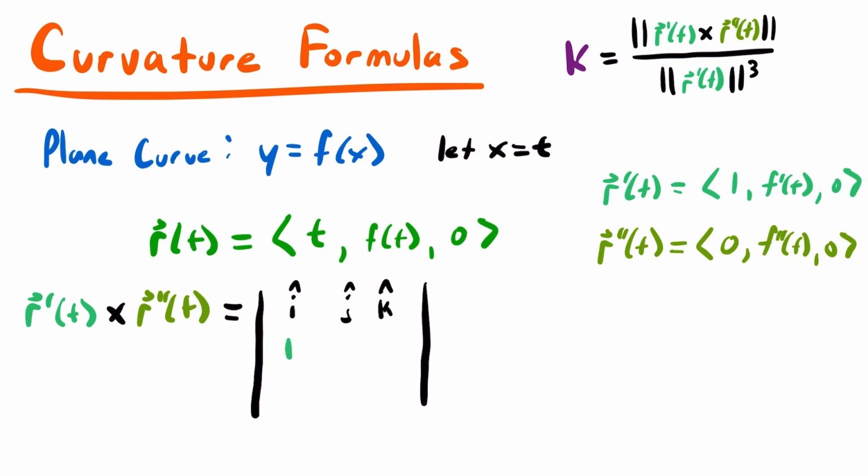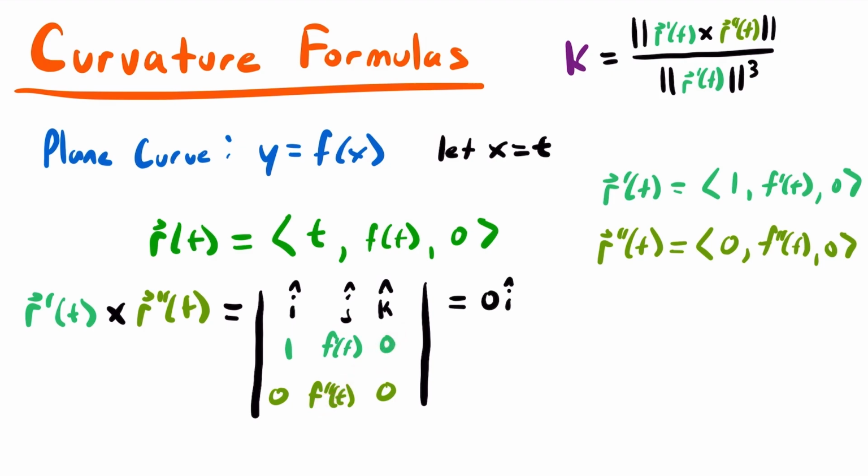So we have 1, f prime of t, and 0, and then 0, f double prime of t, and 0 again. All right, now doing the cross product here, we start by crossing out the i column, and then calculating a 2 by 2 determinant. But notice that f prime of t times 0 is 0, and then you'd be subtracting 0 times f double prime of t, which is also 0, so the whole x component is 0.